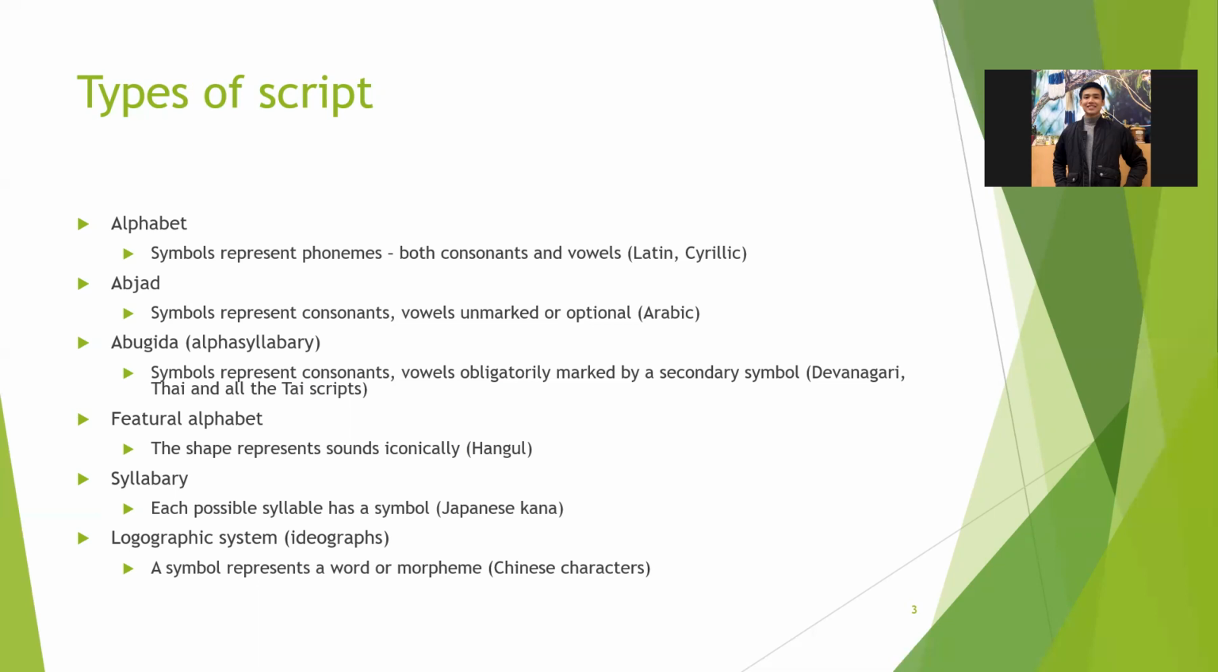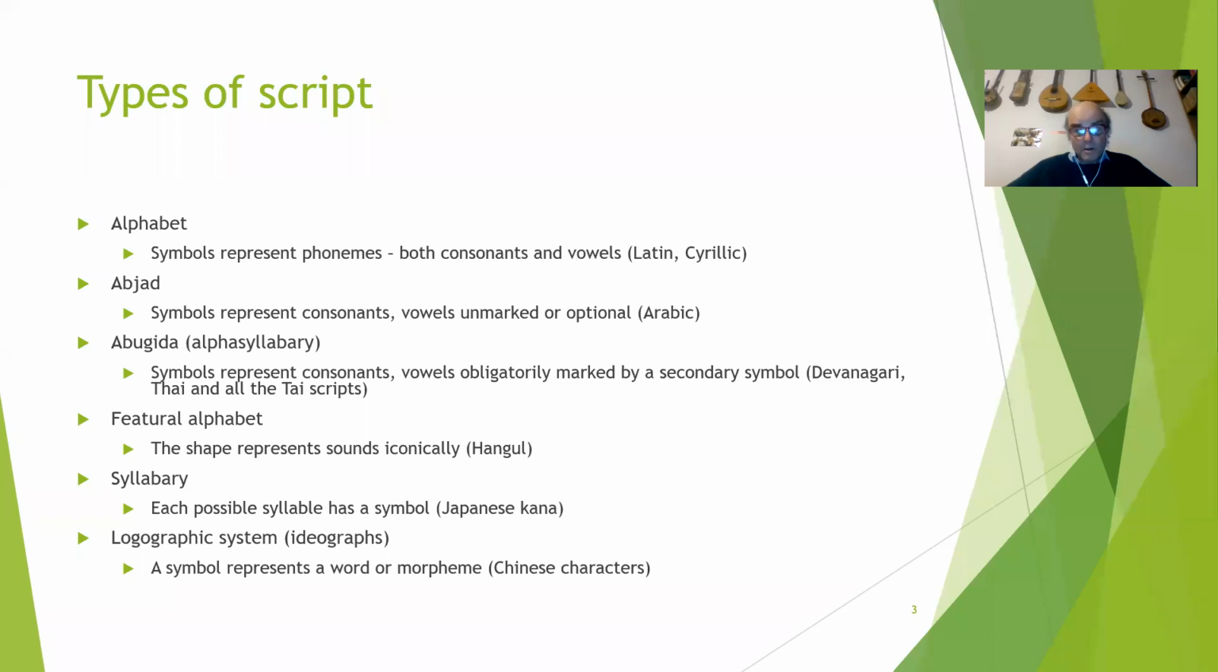Then there are scripts like Arabic, where only consonants are represented and vowels are either not written at all or optional. So you can have an Arabic word which is written with the letters K, T, and B, and this can represent the word kitab, which means a book, which is an Arabic word that has been borrowed all over the world, but also kataba, which means, I think, something like he is writing or something like that, because the vowels are not written.